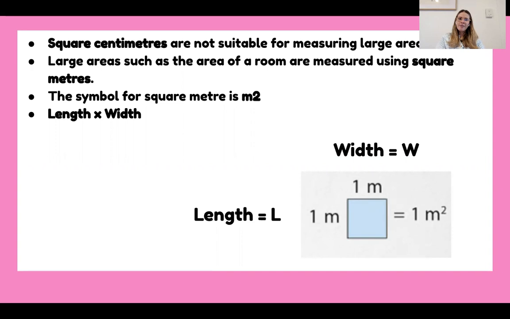So just to clarify again, square centimeters are not suitable for measuring large areas. Large areas, such as the area of a room, are measured using the square meter. The symbol for the square meter we've looked at is the M for meter and the little two, that says squared, okay? We know to find the area, we need to use both the length and the width, okay? Length and width to get the meter squared.